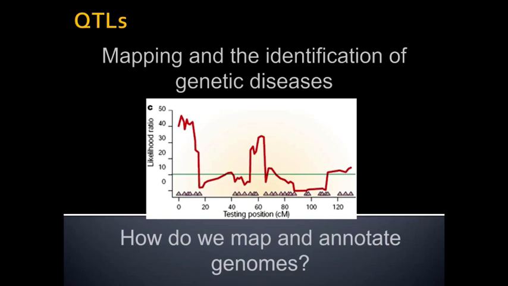So that's a QTL. Study it, review it. Again, on worksheet 3, you'll get a little bit of an exercise looking at crossbreeding experiments and how we map genomes originally.